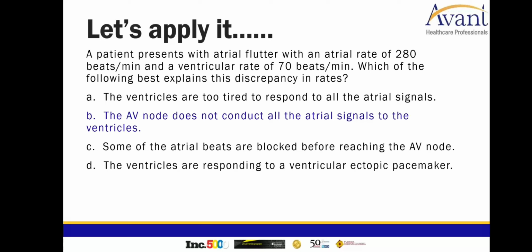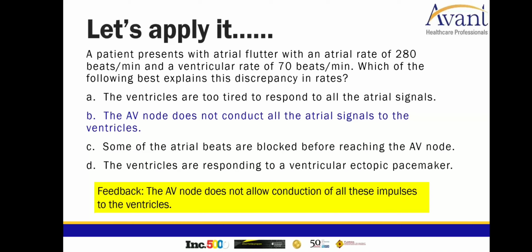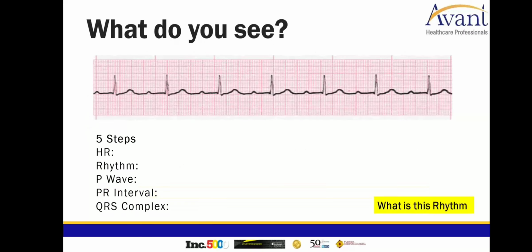All right. If you selected B, you are absolutely correct. The AV node does not conduct all the atrial signals to the ventricles. Again, this is our gatekeeper that's keeping track and protecting the heart and the ventricles. All right, let's move on. Here's another rhythm. A little bit more work for you.